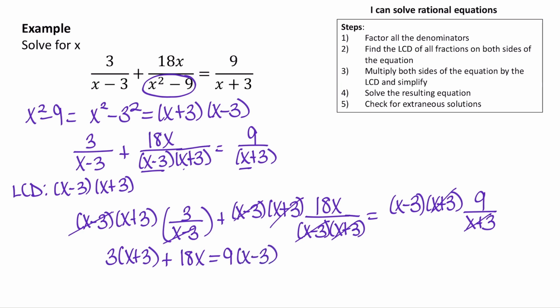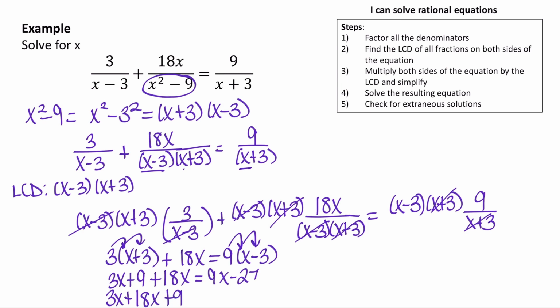So now let's go ahead and distribute and simplify. So I'm going to distribute this 3. So I have 3x plus 9 plus 18x equals, I'm going to distribute this 9, 9x minus 27. So on this left side, I'm going to combine my like terms. 3x plus 18x plus 9 equals 9x minus 27. So that is going to become 21x plus 9 equals 9x minus 27.